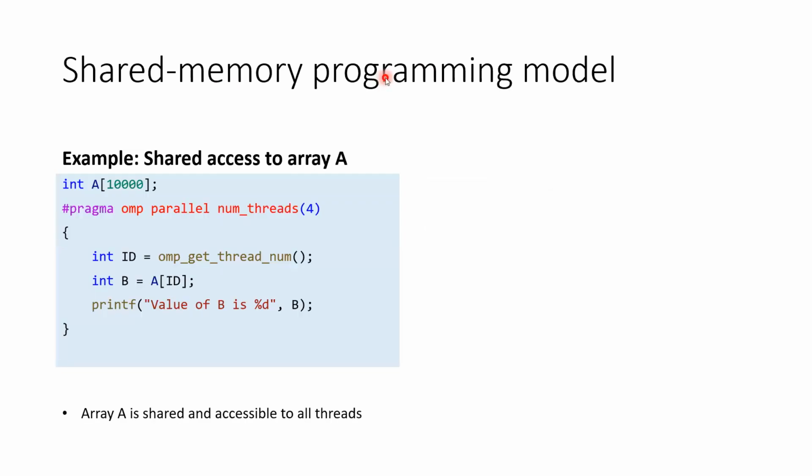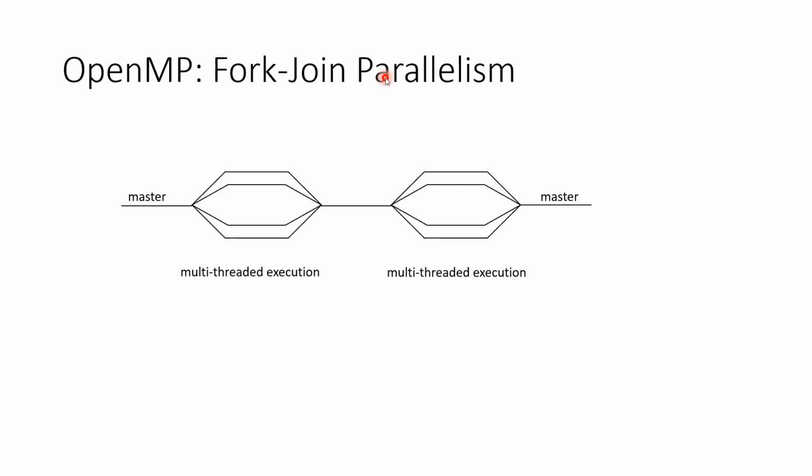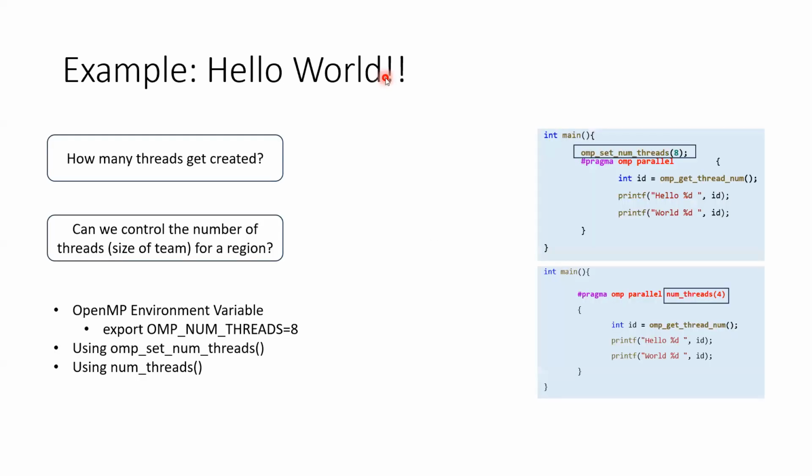Sir, in the slide before this, the particular line export OMP_NUM_THREADS equal to 8, should I write this in the code? No, it should not be in the code, and it should not be a pragma. It should be from the terminal.